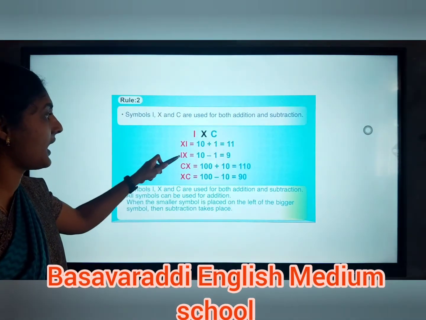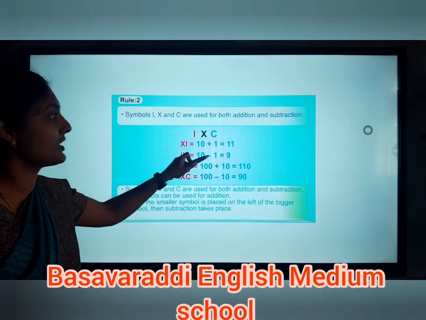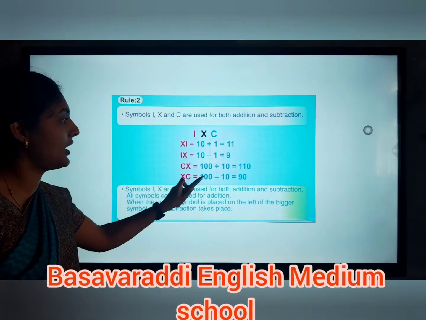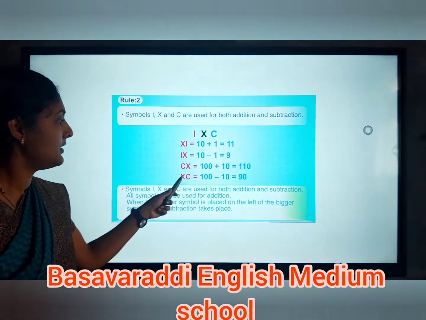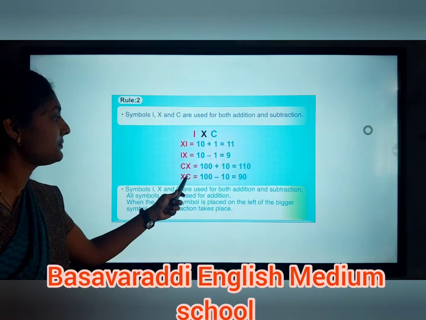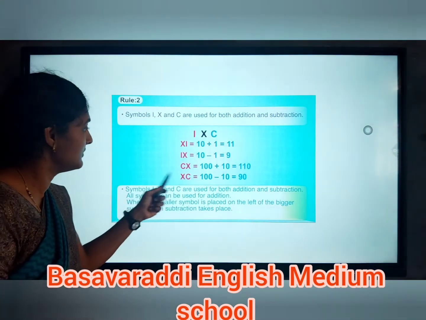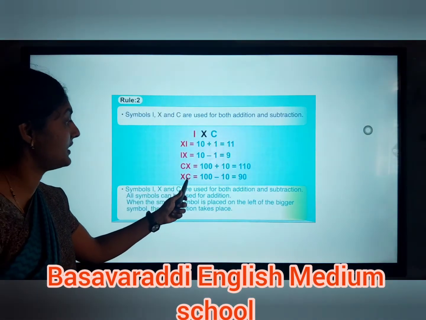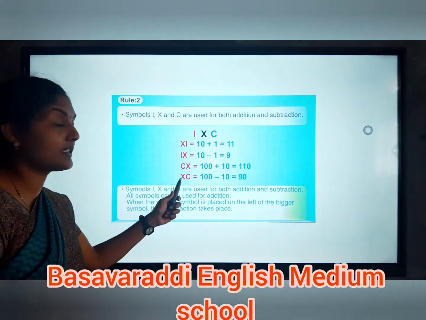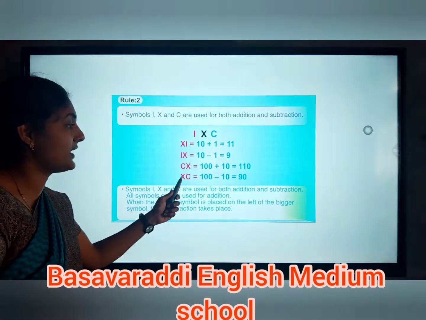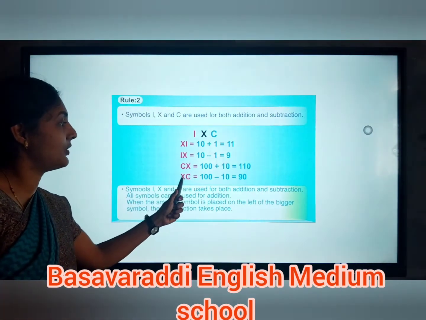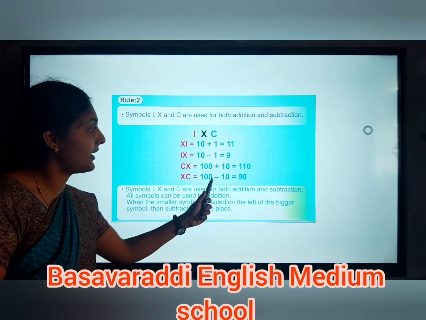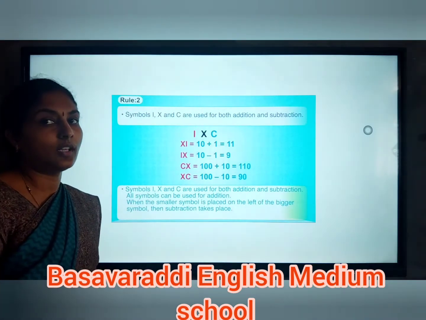So that's why I and X means 10 minus 1 is equal to 9. And X and C, so 100 minus 10. The X symbol is on the left of the bigger symbol. So the C is the bigger value here, and the X is the smaller value. The X is placed on the left of the C symbol. It is equal to 100 minus 10 is equal to 90.